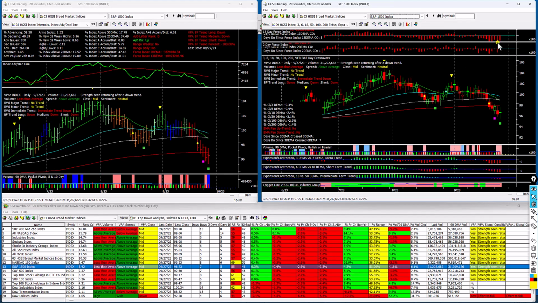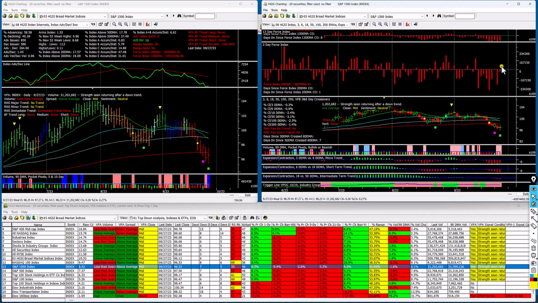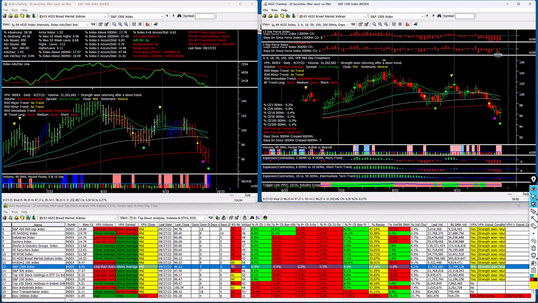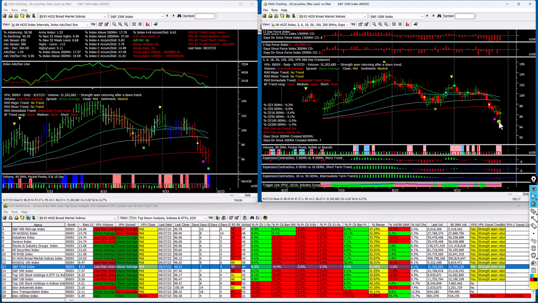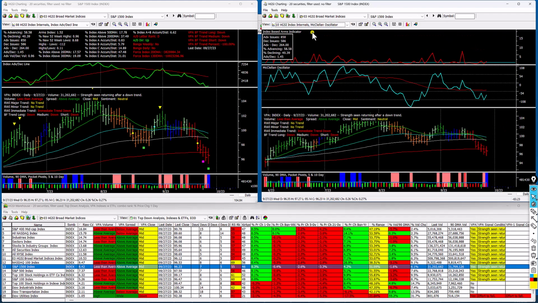This shows the force index, the 13 and the 2. Yesterday, you can see that the force from the prior day, which would have been Tuesday, came off, which corresponds with strength returning.